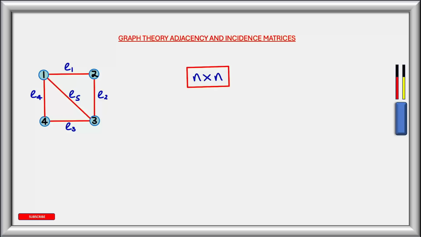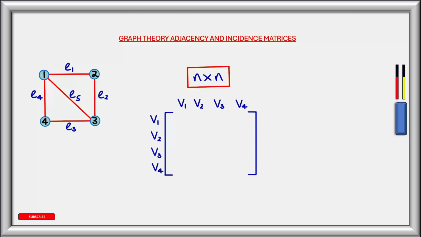Let's now build an adjacency matrix. So looking at the graph on the board, we have 4 vertices and 5 edges that connect the vertices. Let's see if we can build an adjacency matrix from this. So for simplicity, I've labelled the rows and the columns V1 to V4, and this represents vertex 1 to vertex 4. So let's now take a look at each vertex and fill the matrix in.